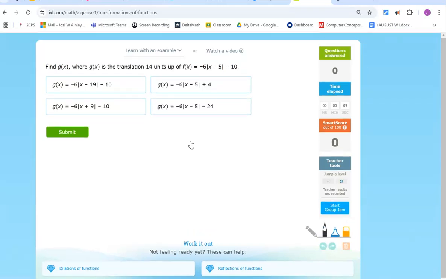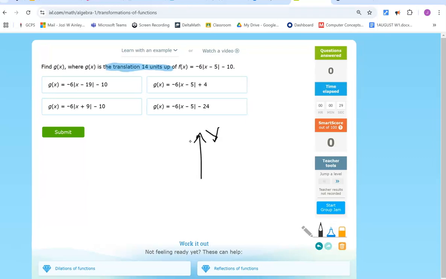So here's what the question is asking. It's saying we're going to move translations 14 units up. So find g of x where g of x is translation 14 units up given f of x. So you're going to take f of x and then you're going to move it up. So you have to know what that means. All right, so what does up mean? If you're going up, which axis are you going? You're going over the y-axis, right? So if you're doing the y-axis, it's outside and it's what you think. So up would be plus 14 outside of the parentheses.